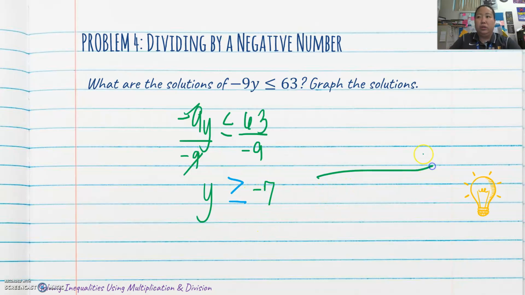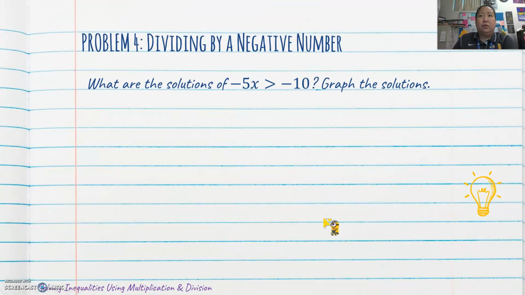If we're going to graph it, this is 0, negative 7 is on the left side. It's a solid dot on negative 7, and it is going to be pointing to the right. Okay, so the next example, try this one on your own.